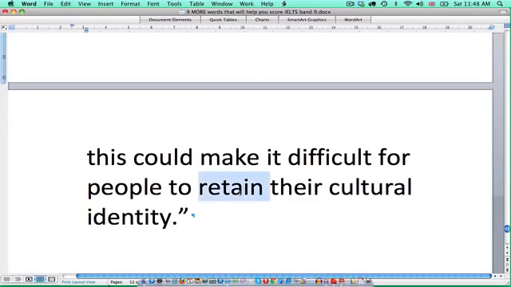Okay, and all we're saying here is that if everybody is speaking one single language that comes from one part of the world, then perhaps their own culture, their own cultural identity, it would be difficult for this to be retained, for this to be kept.